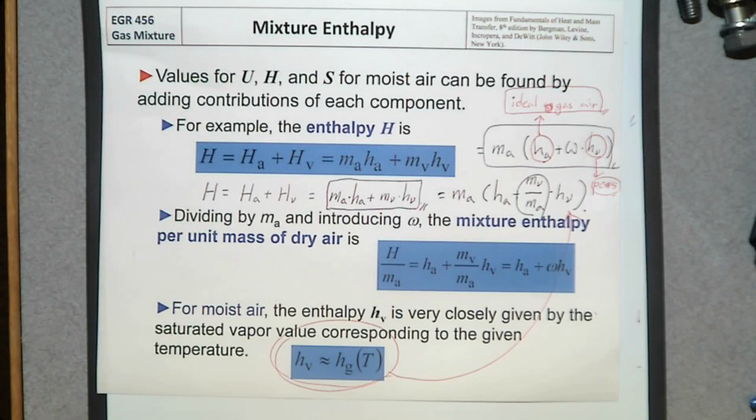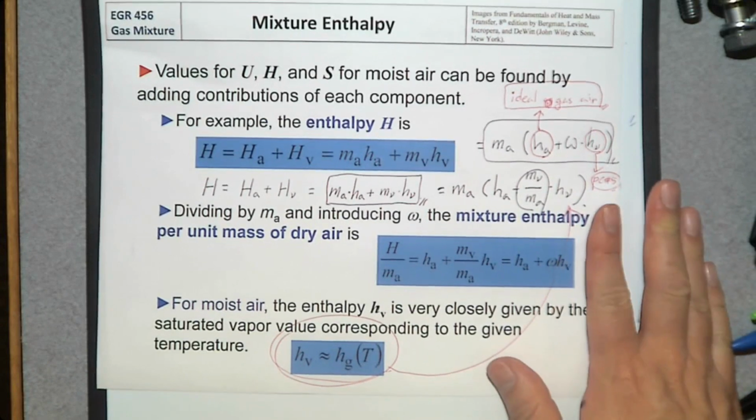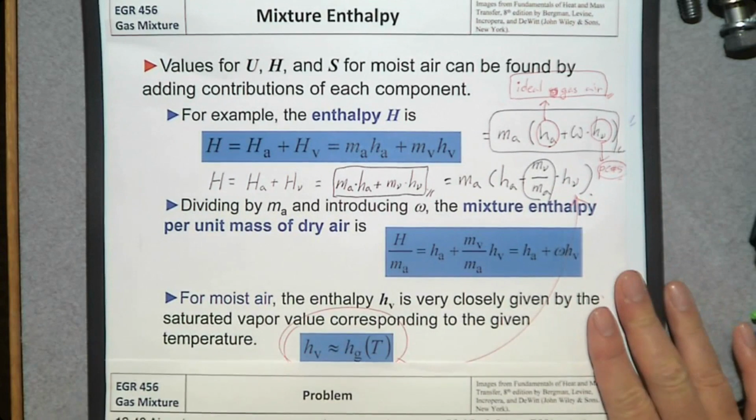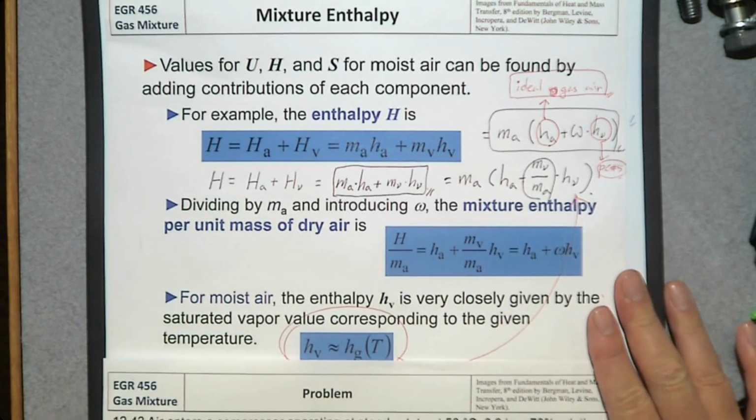And we are going to solve as many problems as we can in the classroom, so you can learn how to use those energy balance equations and entropy balance equations that you already studied in EGR456. Okay, this time we are going to use the mixture. Any question up to here? No? Okay.